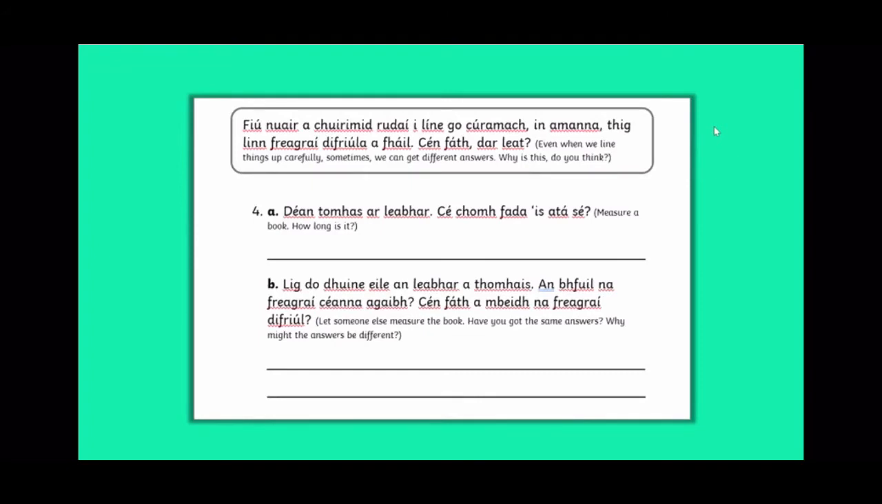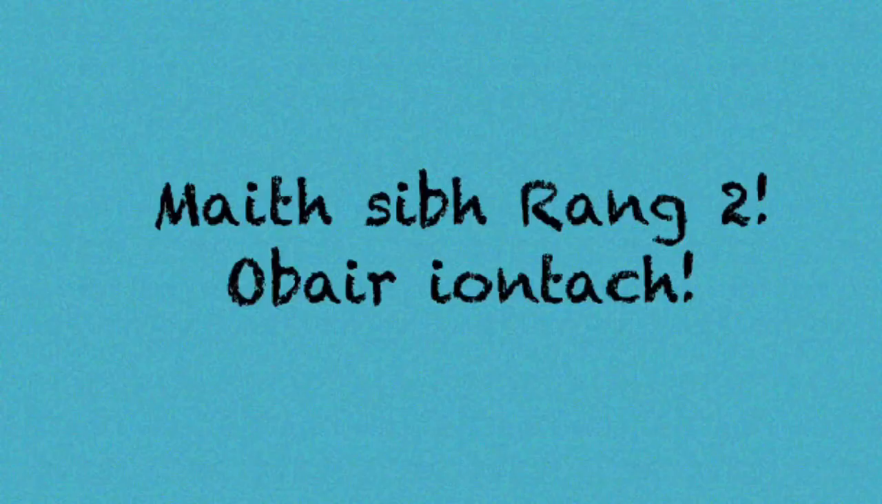Let someone else measure the book. Did you get the same answers? Why might the answers be different?